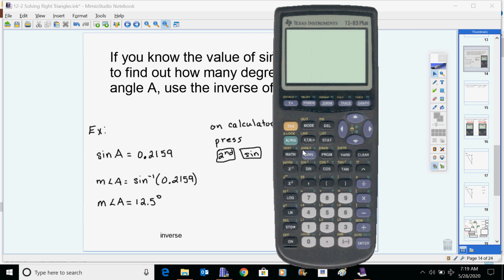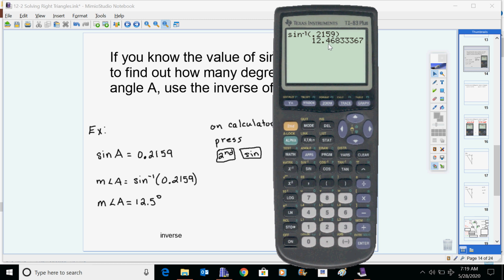And then we're going to use inverse. By the way, your first keyword is inverse. Please write down inverse as your first keyword. So you'll push second sine. I know the graphic was already there, but just so you see it again, 0.2159. And then that will give you 12.5 if you use the rules of rounding.